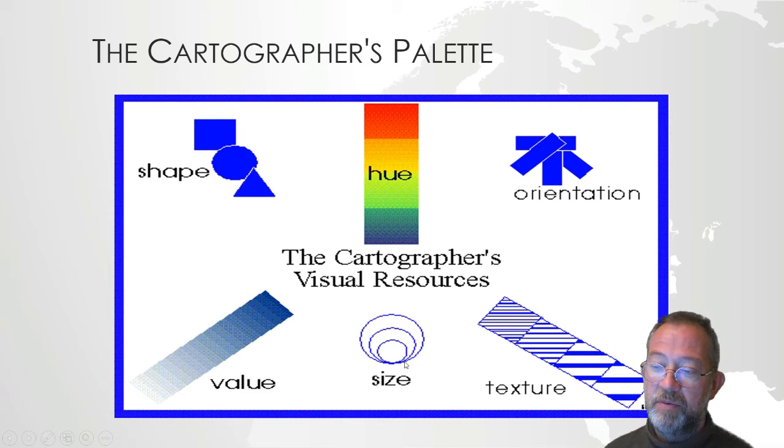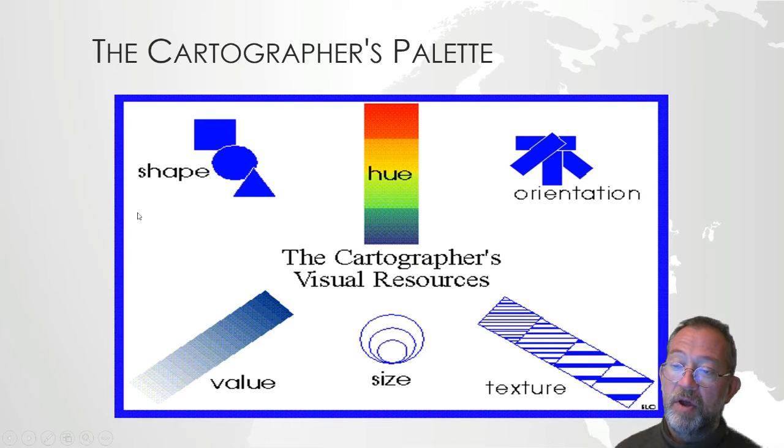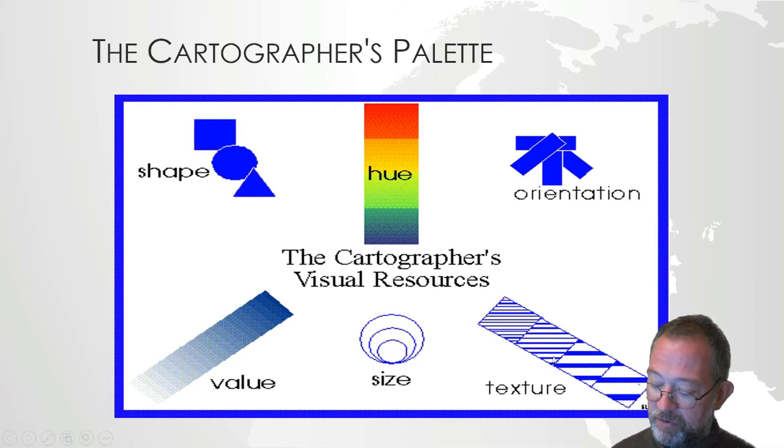Or if there are many highly educated people, we have a large circle, and if there are few, we have a small circle. Or if we have many, we can have thick stripings, and if there are few, we can have thin stripings. There are different ways of using these tools, but basically shape, hue and orientation are for nominal data. Value and saturation, size and texture are for ordinal and primarily for interval and ratio data.